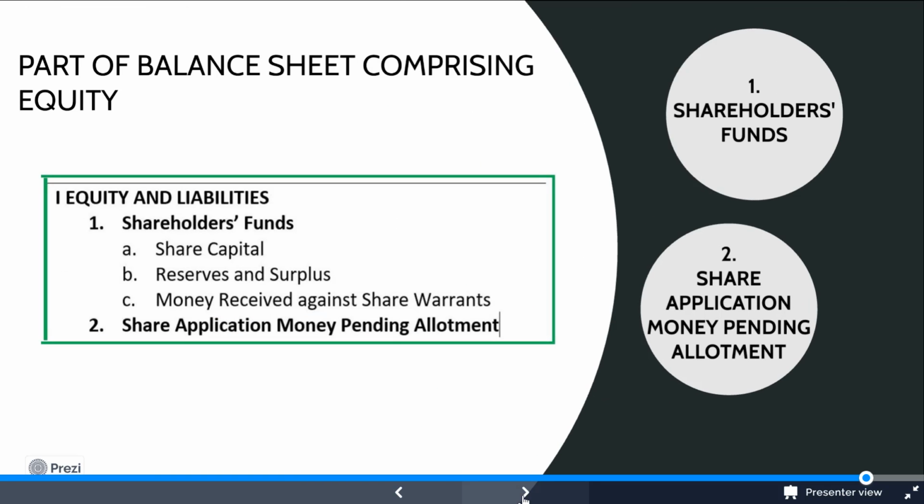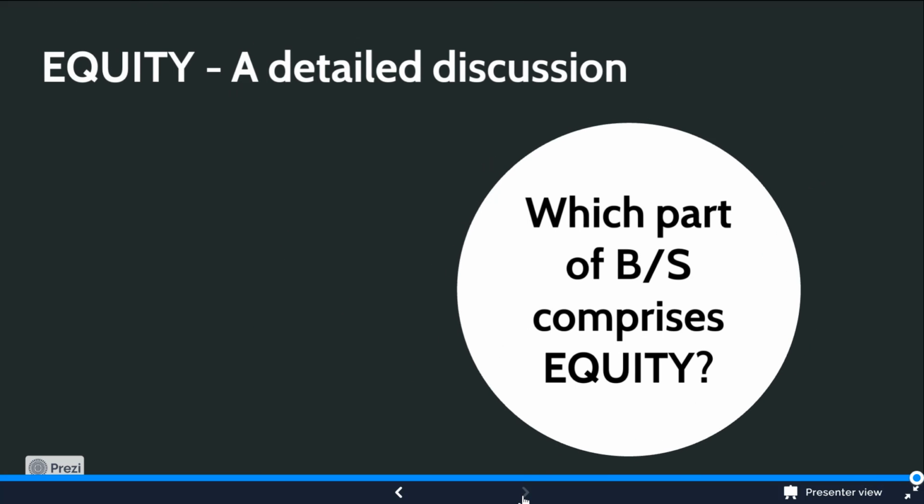So we've checked out the equity or shareholders funds part of the balance sheet in this video.